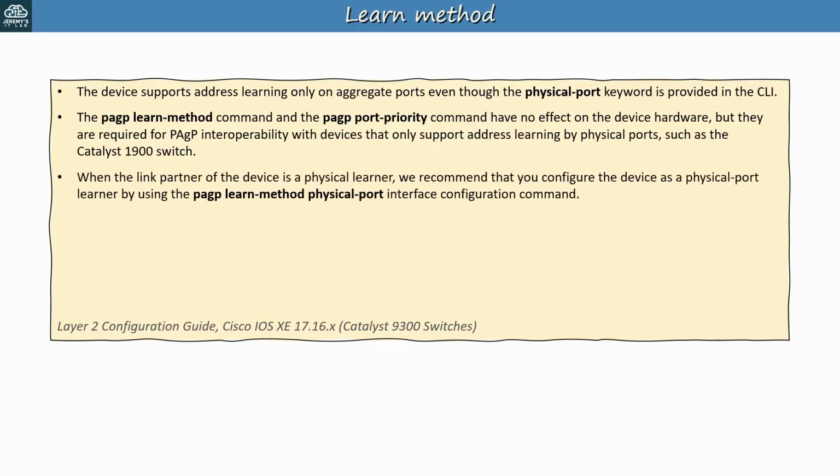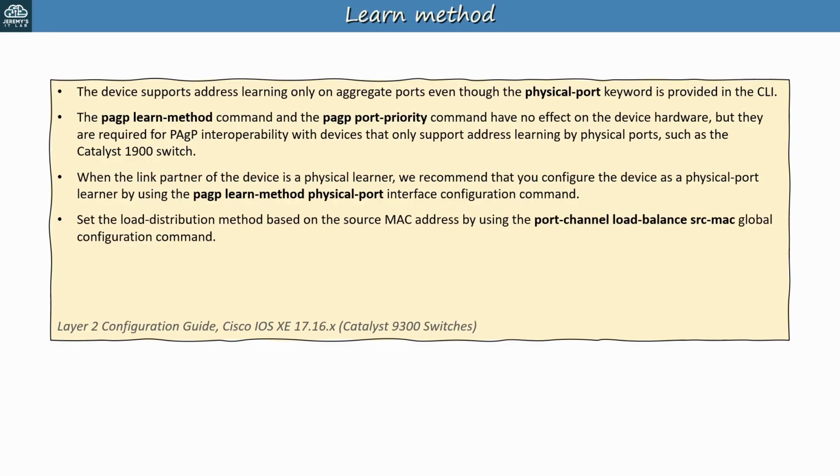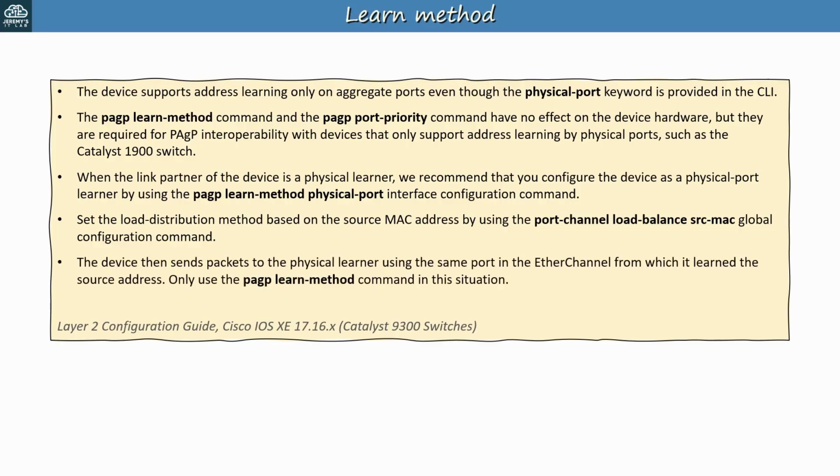When the link partner of the device is a physical learner, we recommend that you configure the device as a physical port learner by using the PAgP learn method physical port interface configuration command. Set the load distribution method based on the source MAC address by using the port-channel load-balance src-mac global configuration command. The device then sends packets to the physical learner using the same port in the EtherChannel from which it learned the source address. Only use the PAgP learn method command in this situation.